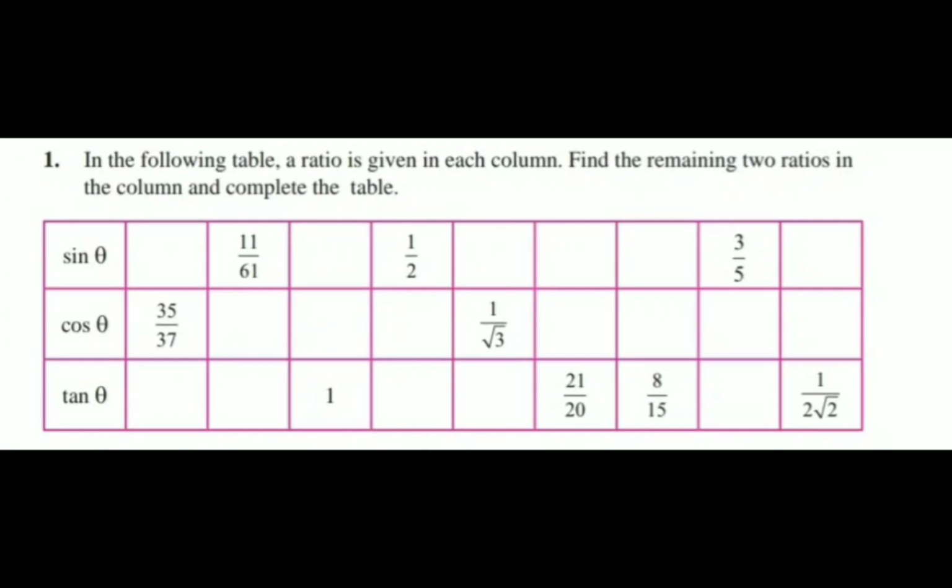See this question: in the following table a ratio is given in each column. Find the remaining 2 ratios in the column and complete the table. You have to complete this table. See here, sin theta, cos theta, tan theta are given. In each column one ratio will be given. In the first one cos theta is given, so you have to find sin theta and tan theta. In the second one sin theta is equal to 11 upon 61. You have to find cos theta and tan theta. Similarly, in the third column, tan theta is given. Tan theta is 1, 1 means 1 upon 1. Then you have to find sin theta and cos theta.